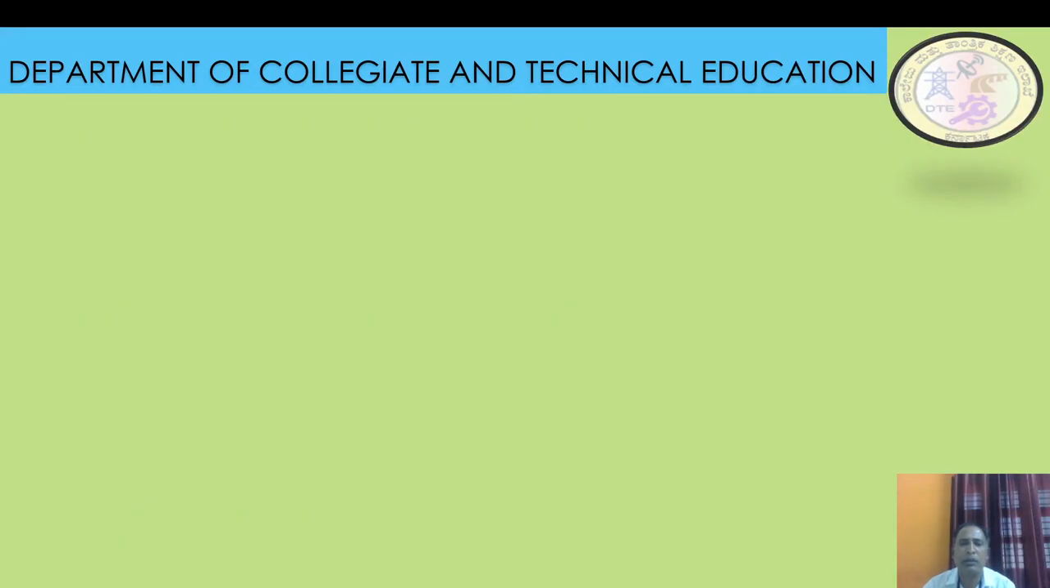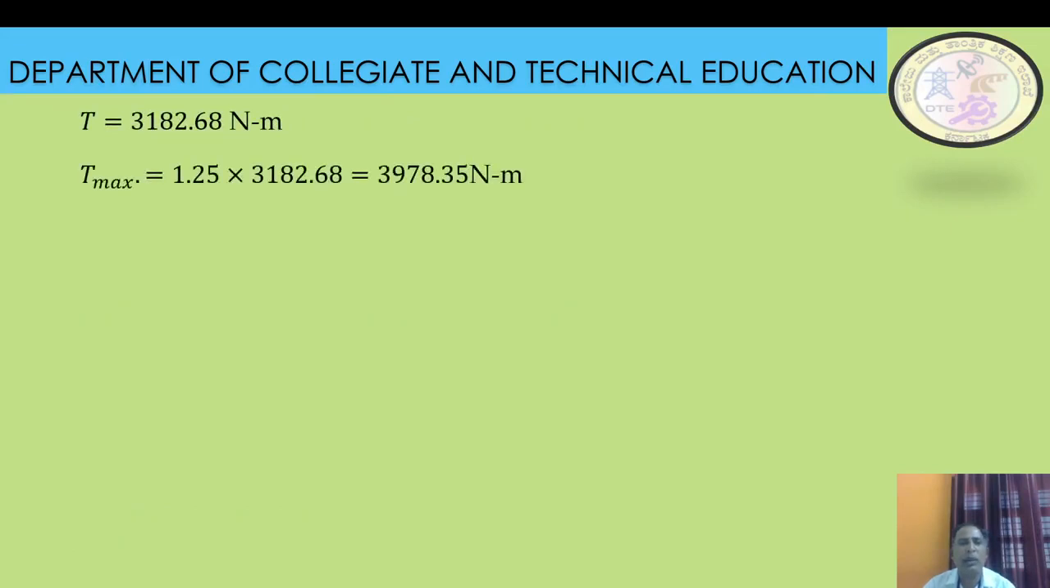As the maximum torque exceeds the mean torque by 25%, T maximum has to be calculated. So T maximum is equal to 1.25 into T mean, that is 1.25 into 3182.68. Therefore, T maximum is equal to 3978.35 Newton meter. Convert this Newton meter into Newton mm just by multiplying it by 1000. Therefore, T maximum is equal to 3978.35 into 10 raised to 3 Newton mm.